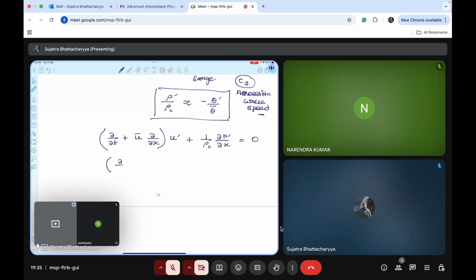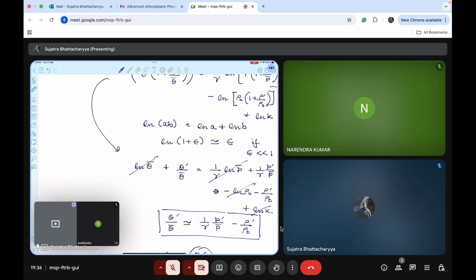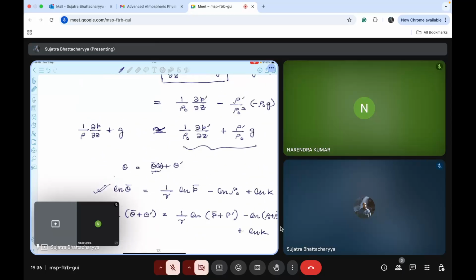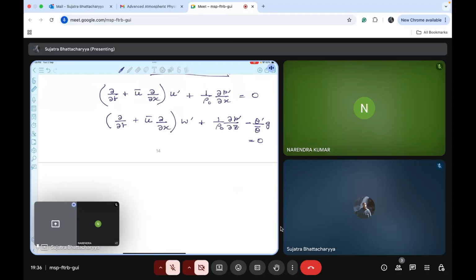The next equation becomes (del del t plus u bar del del x) of w dash plus 1 by rho naught delta p dash by delta z minus, instead of rho dash by rho naught, we are writing this. Put that equal to 0. So what we are writing is that in this case we were having this thing. This thing rho dash by rho naught is now replaced by theta dash by theta bar. That's all. That is the only change.